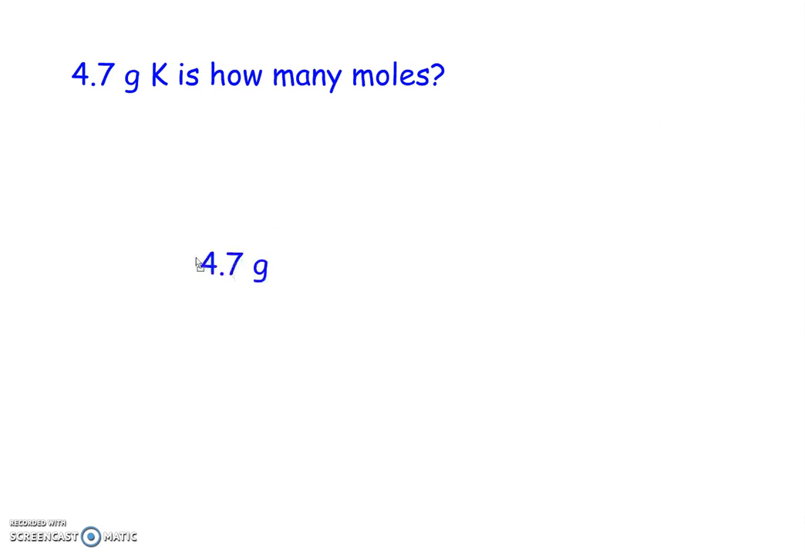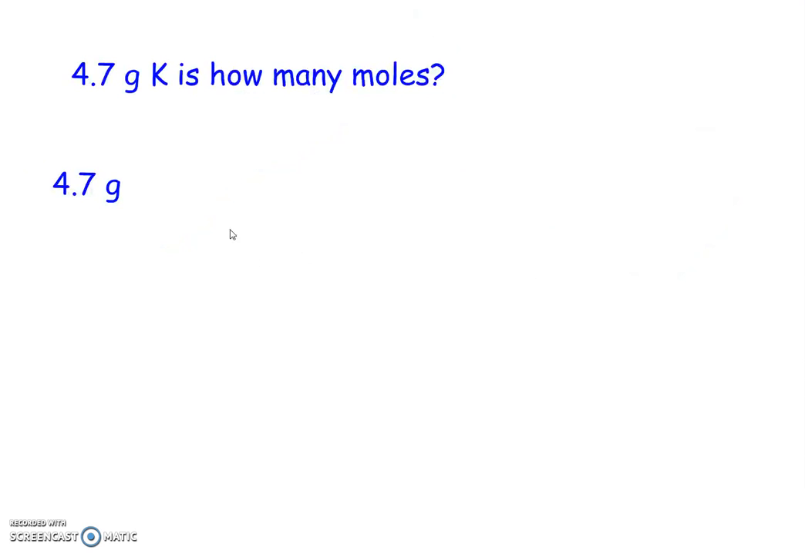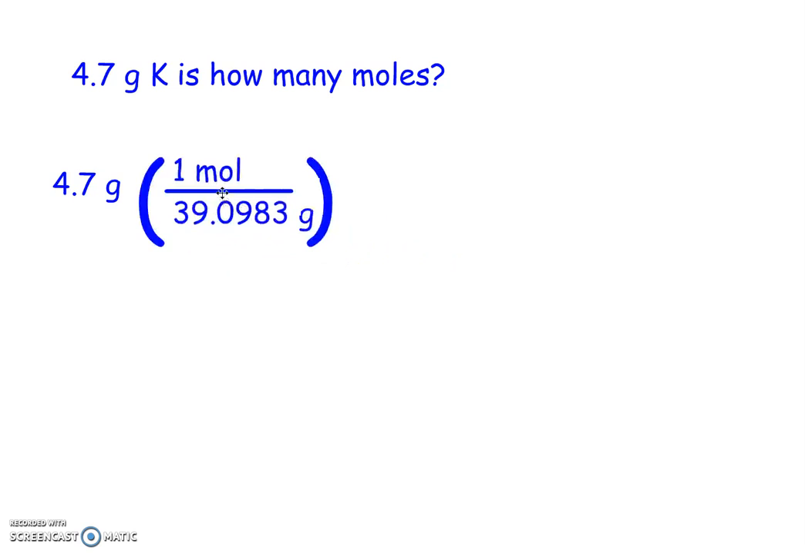So the first thing that we want to do is take our 4.7 grams for potassium and put that out front. Now, when we're going between mass and moles, we're going to use the molar mass. And remember, when you're doing unit analysis, whichever unit you start with has to go on the bottom so that it cancels out. So in this case, I have grams on the top, so I need to put my molar mass, the grams on the bottom, and the 1 mole on the top.